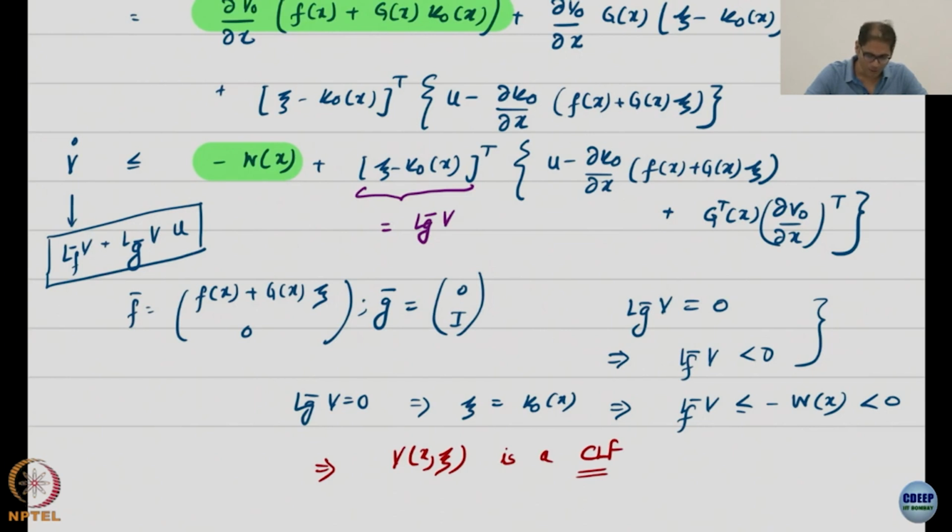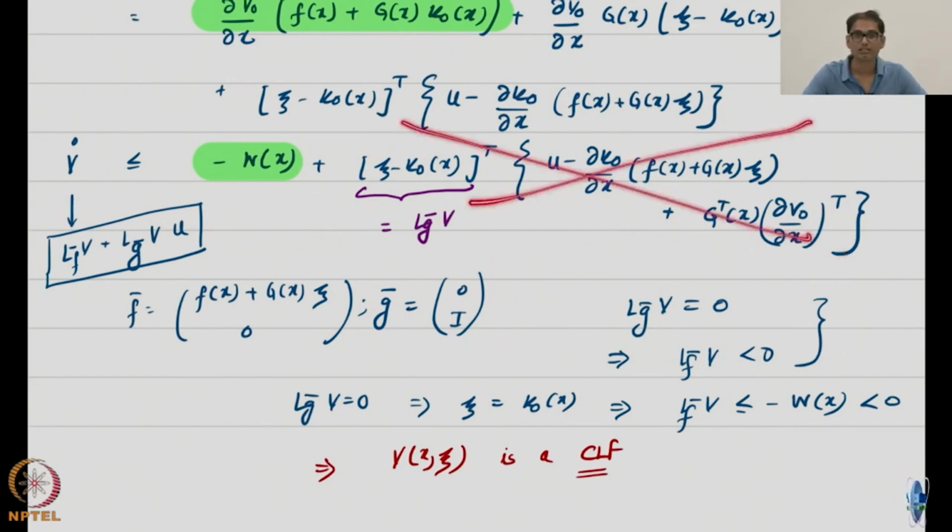No, I want you to give me an expression for control, U. What will you choose as U if I want to make V dot negative definite? So this expression you will make 0. Okay, so this entire thing is gone. Great. Does that make V dot negative definite?